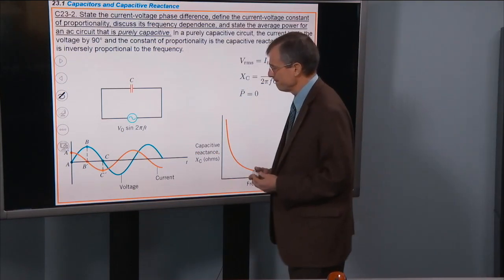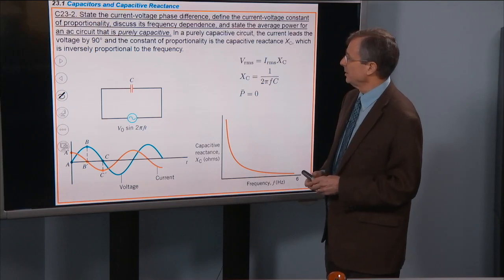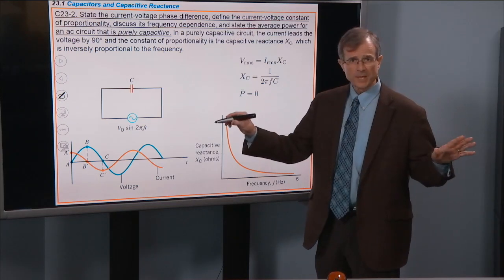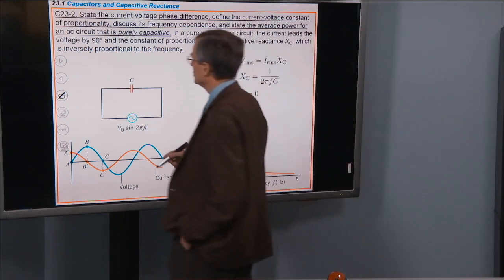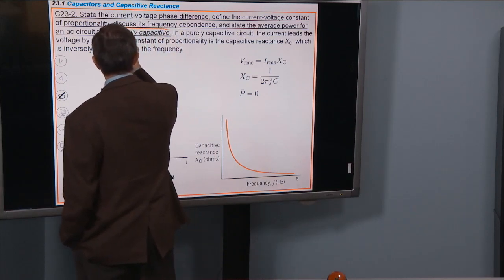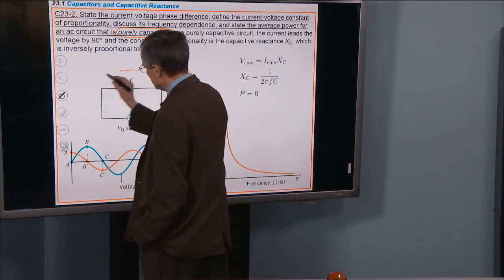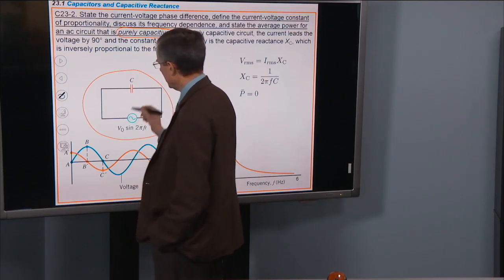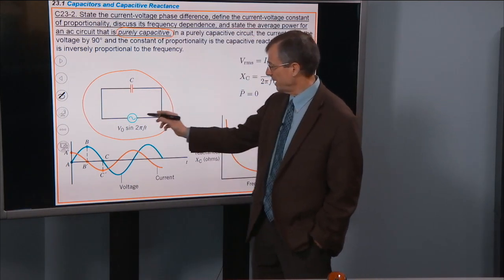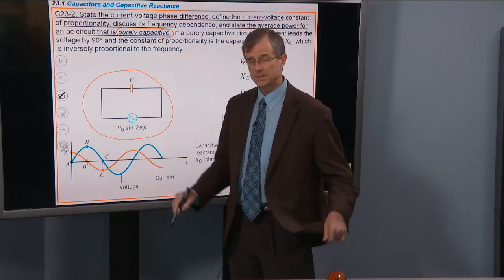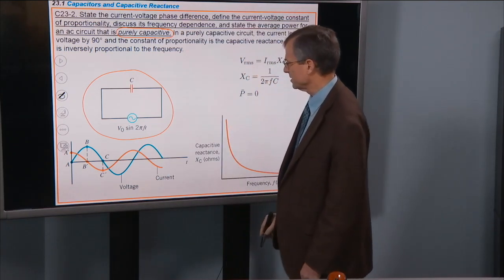23-2. State the current, voltage, phase difference, all those things that we had before for a circuit that is purely capacitive. All right, here's my circuit. I've got a capacitor and an AC source in this very simple circuit with a capacitor.